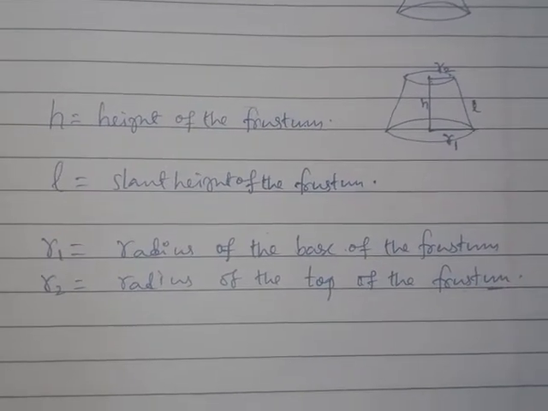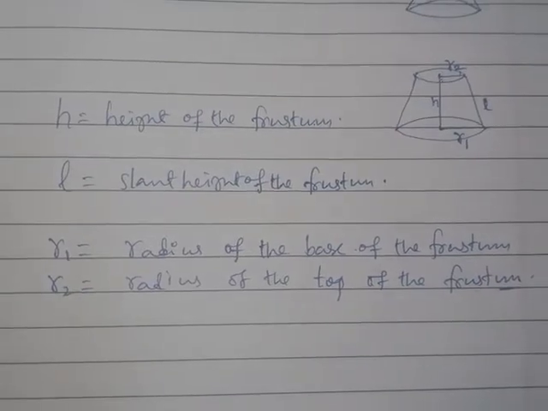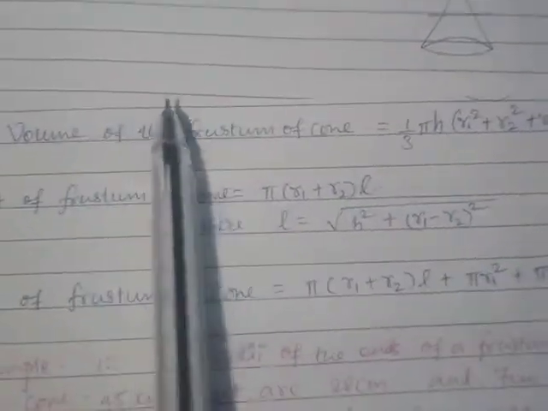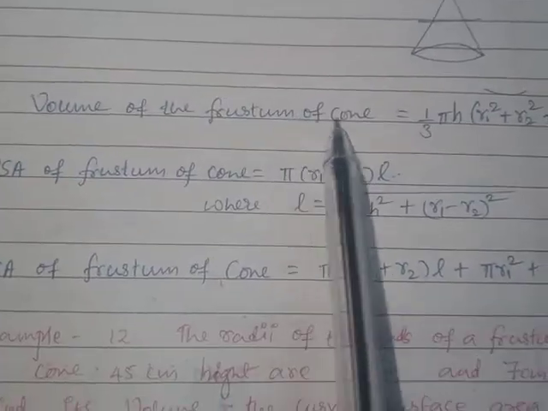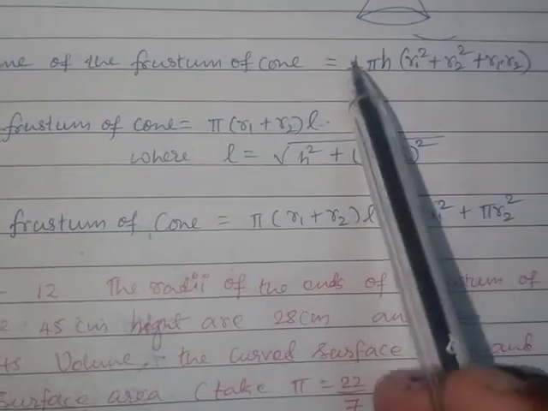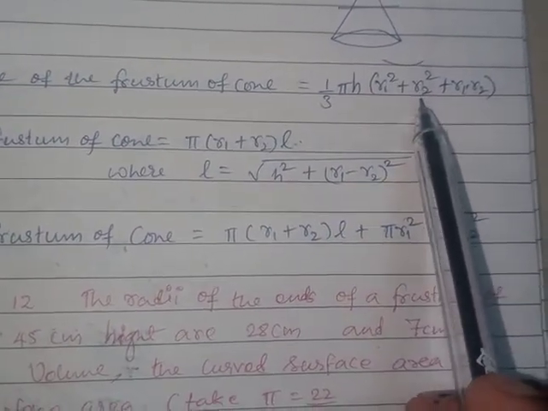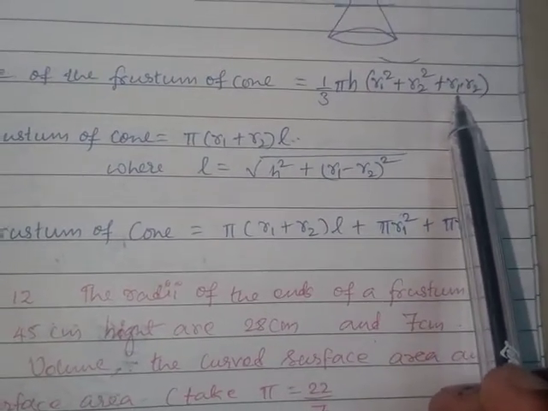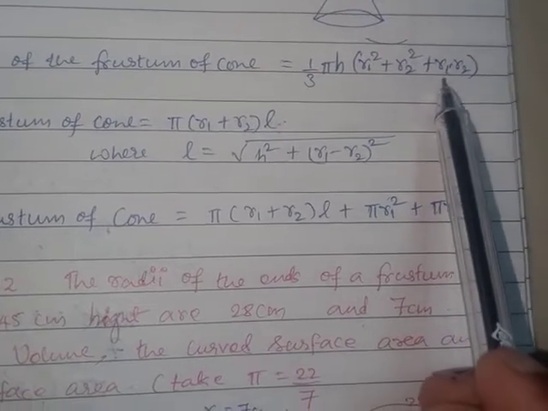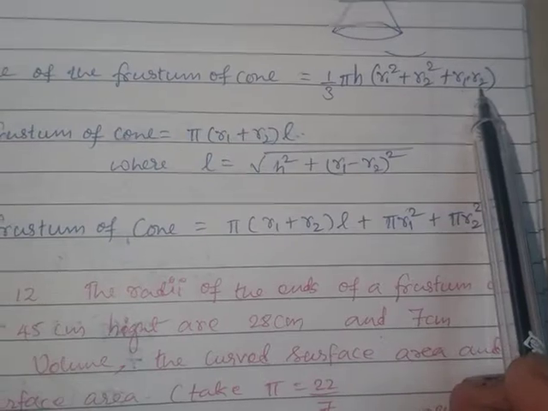We are going to discuss some basic formulas of the frustum of a cone. What is the formula to find the volume of a frustum of a cone? The formula is 1/3 pi h (r1 square plus r2 square plus r1 into r2). R1 is the radius of the base, which is always greater than r2. R2 is the radius of the top of the frustum.